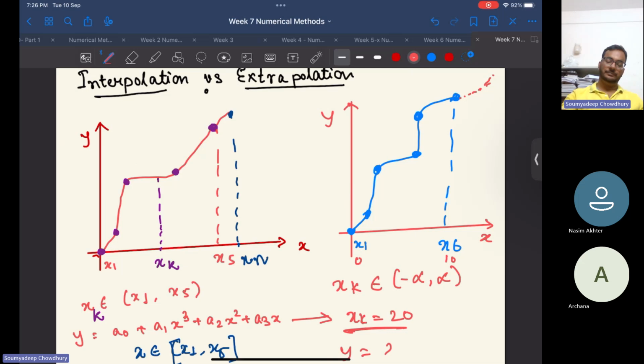Is it clear? Is the concept clear? Yes, it is. Okay. Archana, is it clear? Yes, sir. You understood the difference between interpolation and extrapolation, right? Yes, sir.